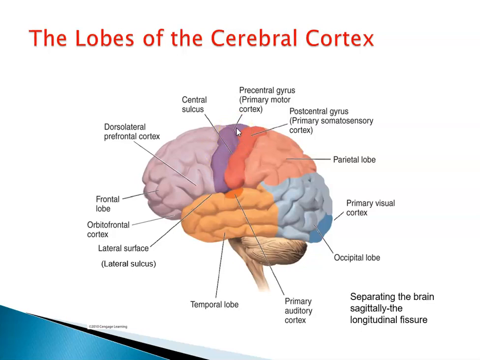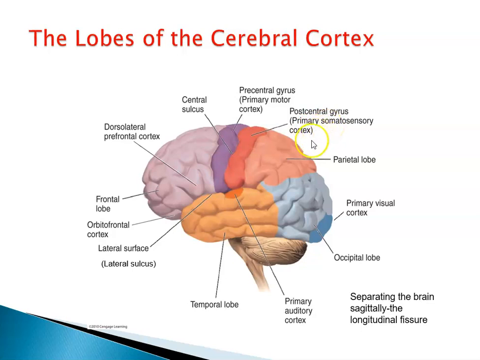Remember I told you that everything in anatomy has two names? It's called the precentral gyrus or the primary motor cortex. It's a little bit easier. So this is motor function. Here again is the central sulcus, and at the beginning of the parietal lobe is the postcentral gyrus. So we have precentral, postcentral, which is also called the primary somatosensory cortex.